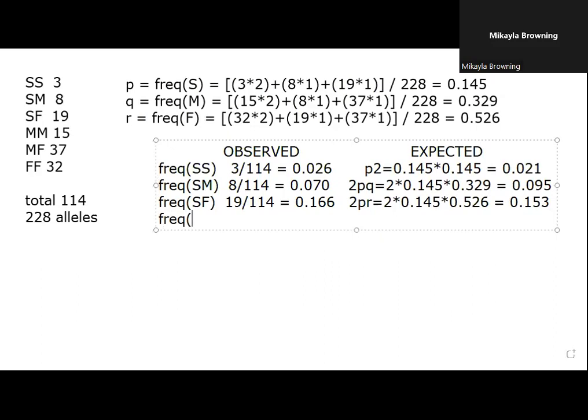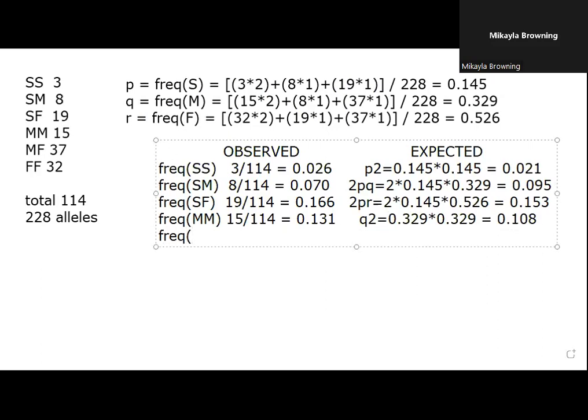Frequency of the MM. The observed is 15 divided by 114, 0.131. The expected is Q squared, which is 0.329 times 0.329, which is 0.108. Okay.